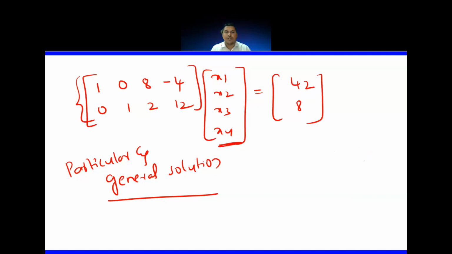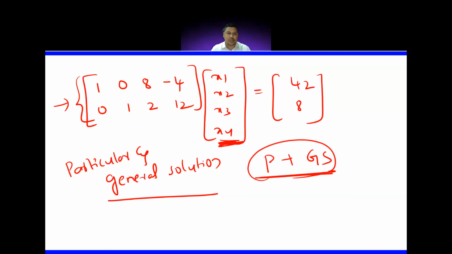It's a combined word. For these kinds of problems where the number of unknowns is more and the number of equations given is less, you can find out a regression equation, or a regression model, in the form of particular plus general solution. You can give an equation like this. So how do we do this particular and general solution? Let's see this.